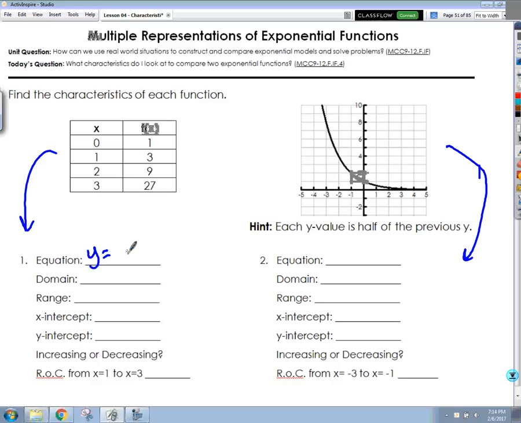So this one's going to be y equals 1 times 3 to the x power. Okay? Now, if you notice, we're multiplying by 3 every time, so that's our ratio. It's going to be 3.